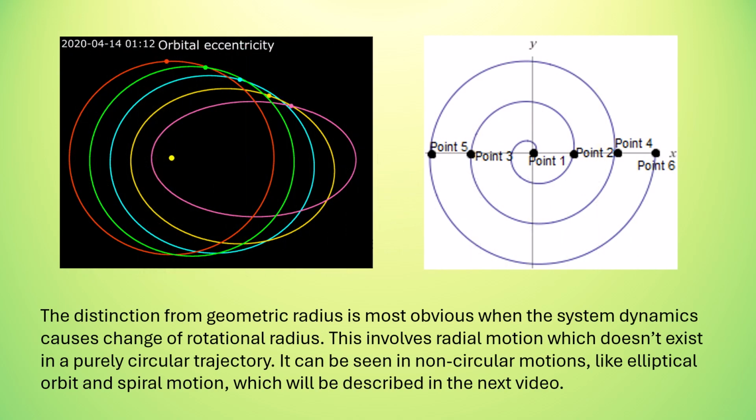The distinction from geometric radius is most obvious when the system dynamics causes change of rotational radius. This involves radial motion, which doesn't exist in a purely circular trajectory. It can be seen in non-circular motions, like elliptical orbit and spiral motion, which will be described in the next video.